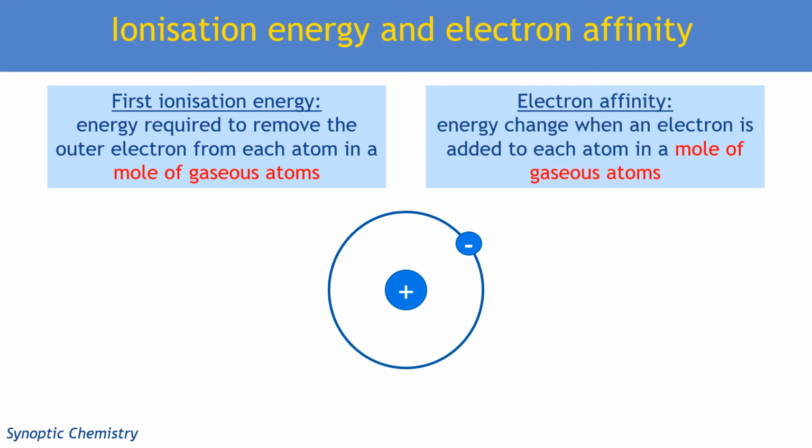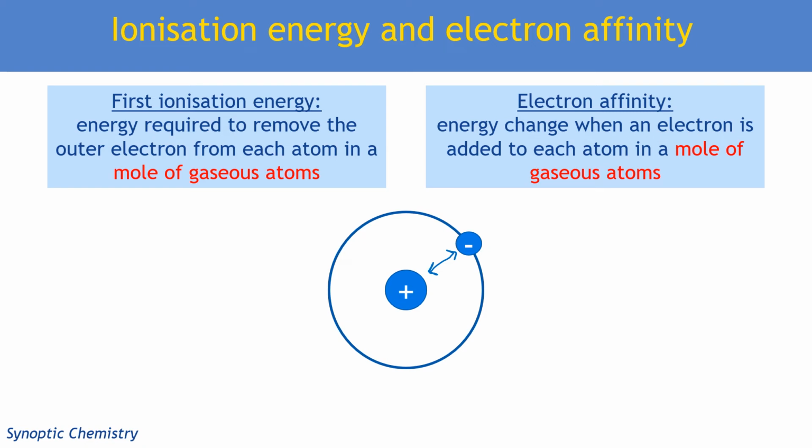And electron affinity is the energy change when an electron is added to each atom in a mole of gaseous atoms. So although they're not technically bond making or breaking, they do refer to processes that have to either overcome attractions or bring 2 attracted species together, because there is always an attraction between the nucleus and the electron. We're normally talking about outer electrons in this instance.